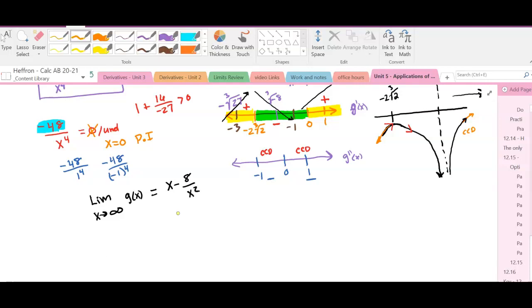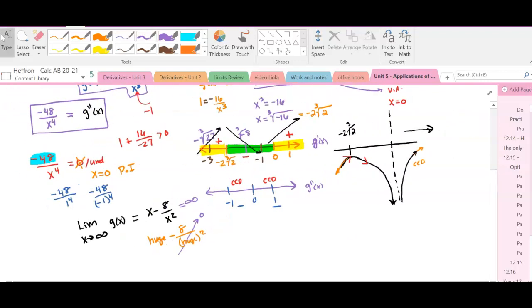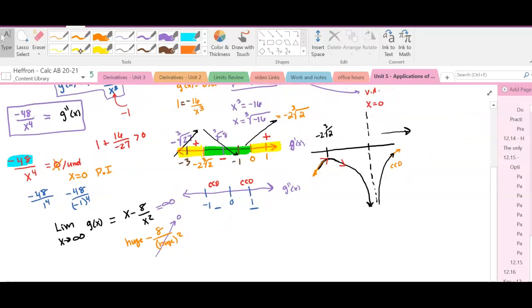So when I think about this, this will be a huge number minus 8 over huge squared. Well, that will become 0. So the limit as x approaches infinity is just huge or infinity. So my graph, as I continue on, is going to just go up and up and up.